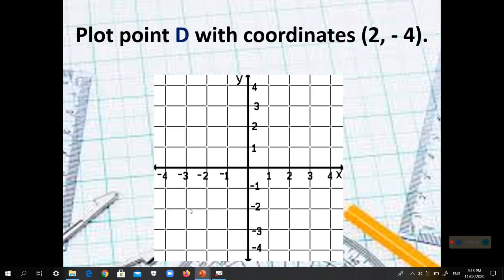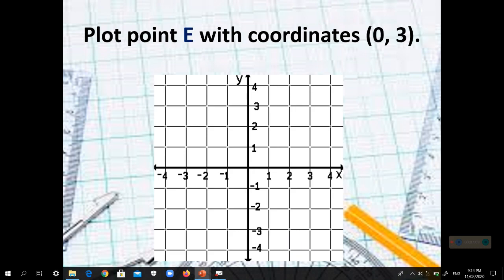Okay. Next, let us have point D. So we have here positive, negative. In what quadrant will you plot this? Yes, that is in quadrant 4. So we have here +2 is your x. Then your y is -4. So the point of intersection, and that is the point D.